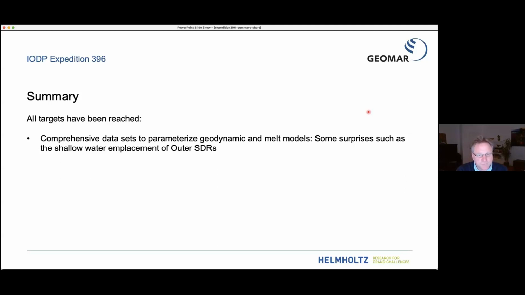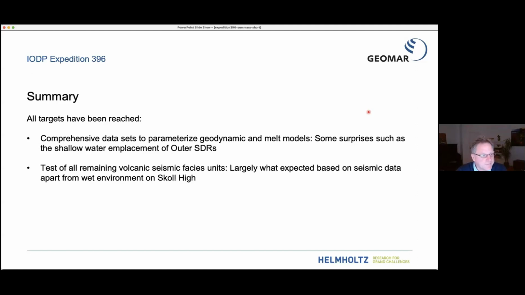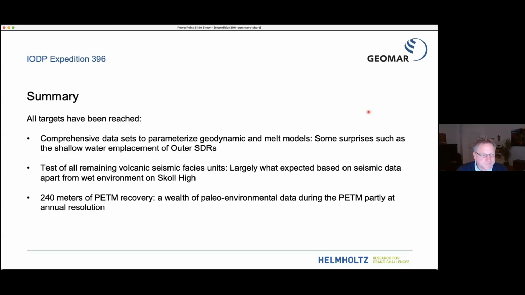We have some really big surprises, such as the shallow water emplacement of the outer seaward dipping reflectors, which is not really what we expected. So very long high scans, maybe like AFA, what we just saw. We have been able to drill most of the volcanic seismic facies units, and we found basically what we had expected in terms of our seismic data interpretation, what these units represent, like hyaloclastics or subaerial or submarine flows. There are some surprises here, but maybe we can talk about that in the discussion.